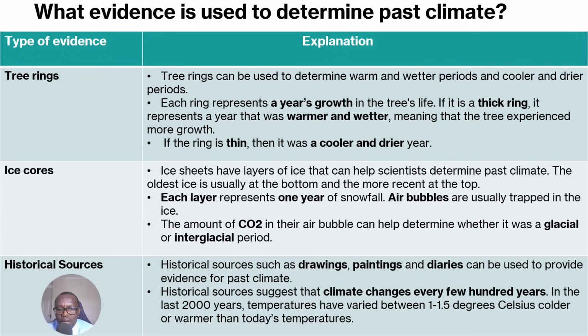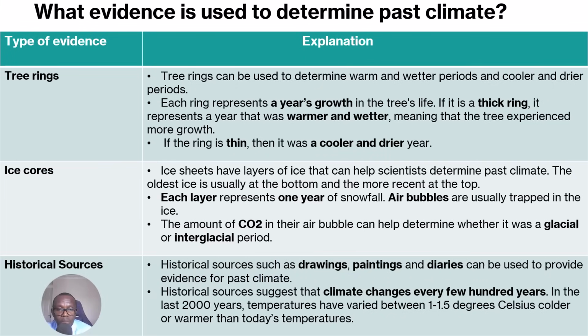So what evidence can we use to determine past climate? Now, the first type of evidence is tree rings. This can be used to determine when we had warm and wetter periods, as well as when we had cooler and drier periods. Each tree ring represents a year's growth in the tree's life. If it's a thick ring, it represents a year that was warmer and wetter, which means that the tree experienced more growth, because we know that trees require sunlight and water. If we have a lot more of that, then the tree will grow a lot more, and it's going to have very thick tree rings. And if it's a thin ring, obviously that was a cooler and drier year. Therefore, by using tree rings, we can determine what past climate was like.